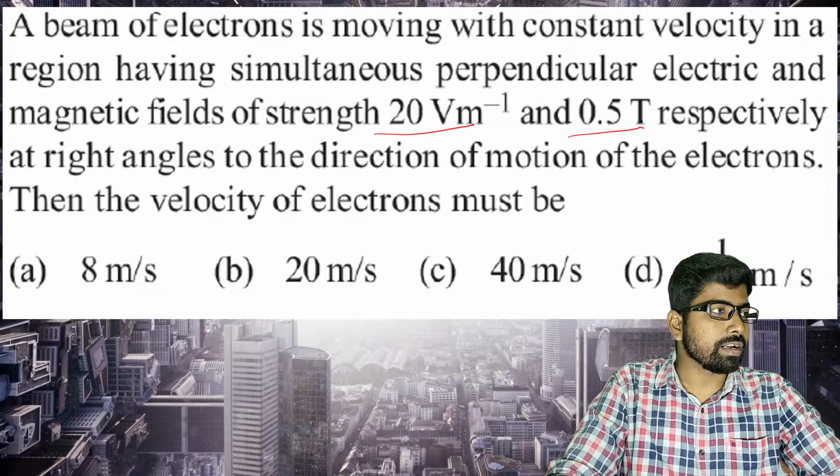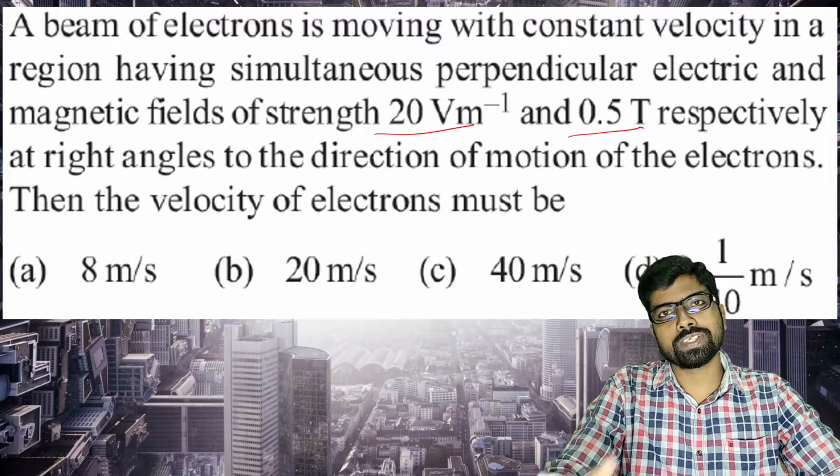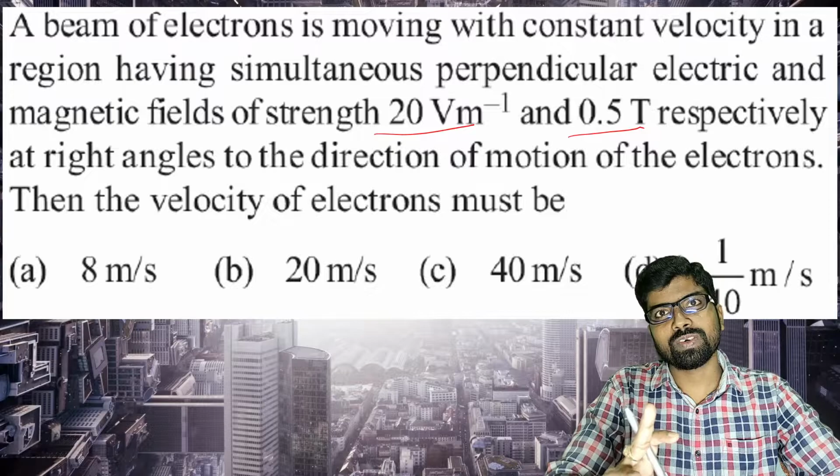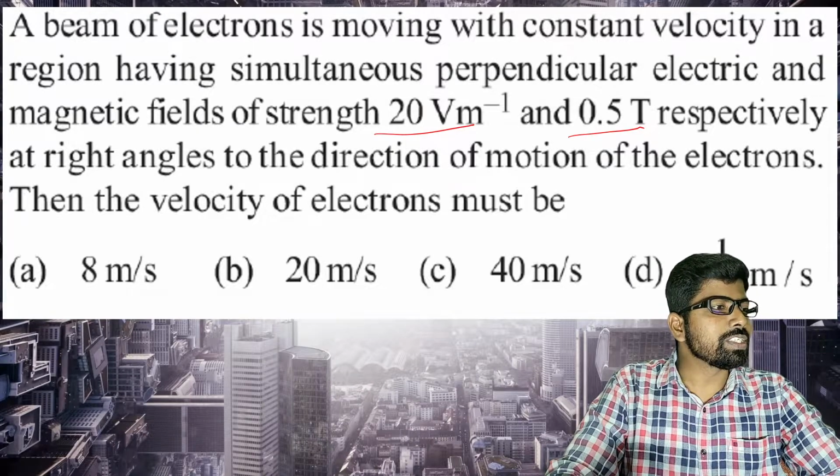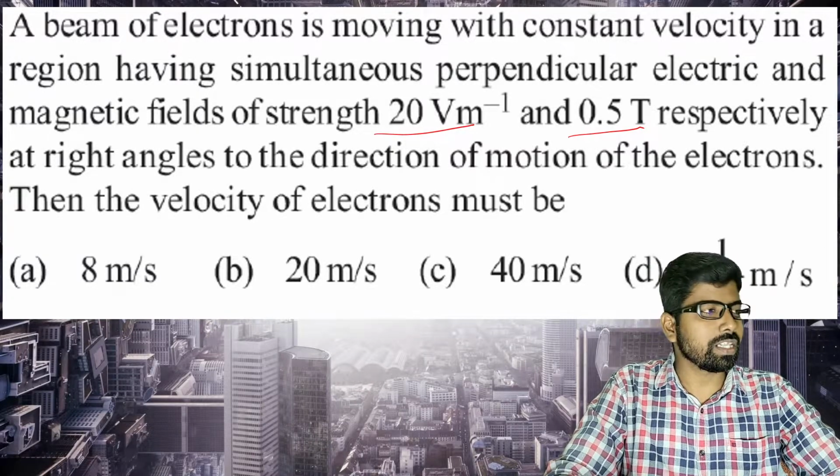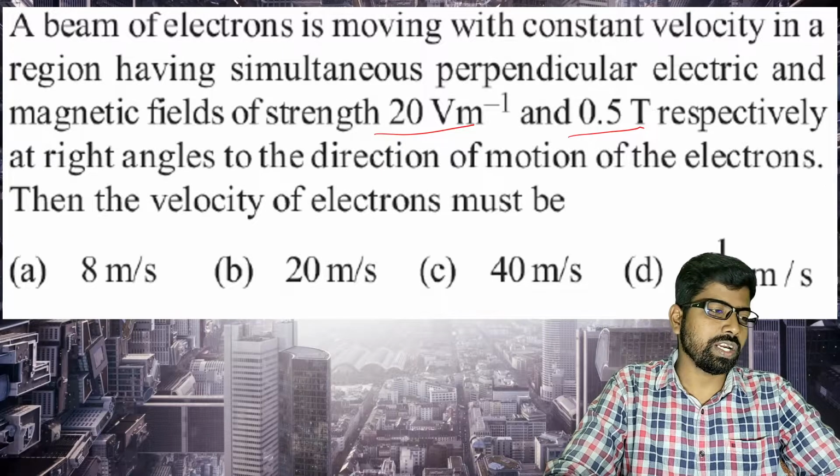They are at right angles to the direction of the motion of the electrons. Yes, Lorentz force. Then the velocity of the electron must be what? Four options are there. So let us find out the answer.